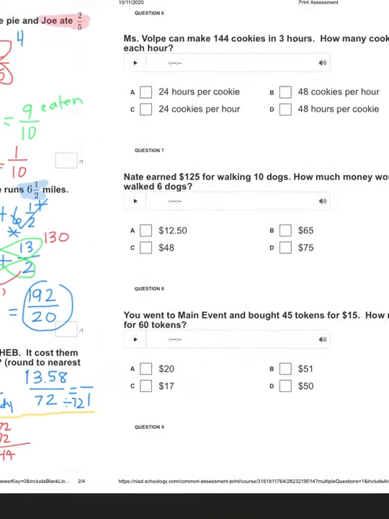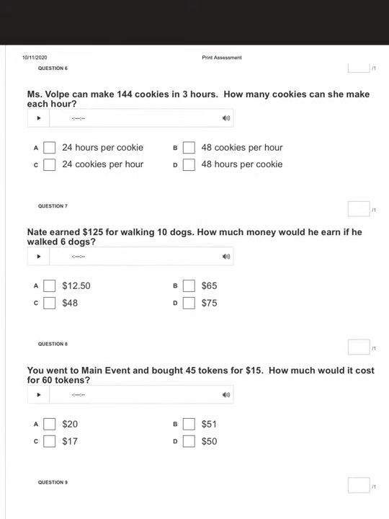All right, next one. Miss Volpe can make 144 cookies in 3 hours. How many cookies can she make each hour? Well, let's see. I've mentioned to you before, time will always go at the bottom. So then that means the cookies will go at the top. 144 cookies, 3 hours. We want our answer to be out of 1 hour, so this will be our missing value right there. So from here to here, we're going to divide both of them by 3.